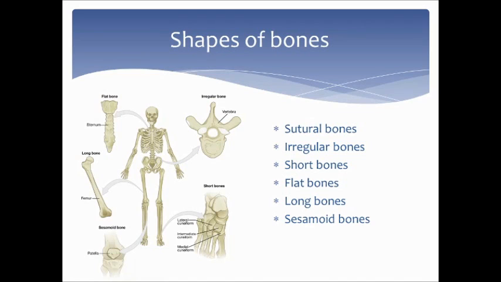We have long bones that have specific parts, specifically shafts and a medullary cavity. Things like our femurs, our tibia, fibula. And then we have sesamoid bones, called so because they resemble sesame seeds. Things like our patella.